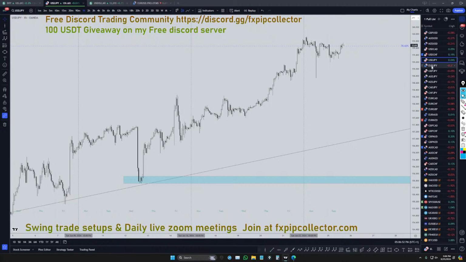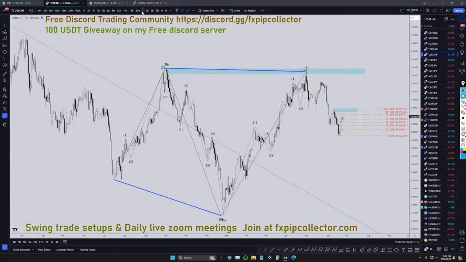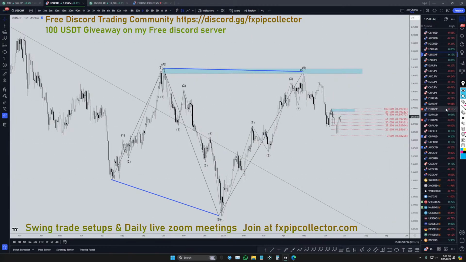US dollar Swiss. The US dollar Swiss is a little bit more of a Swiss pair than a dollar pair. Same thing with the US dollar yen. I consider the US dollar yen a yen pair, and I consider the US dollar Swiss a Swiss pair. Now, obviously, when the dollar has news, the US dollar Swiss moves, and the US dollar yen moves.